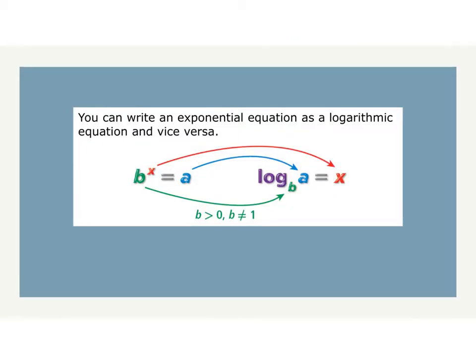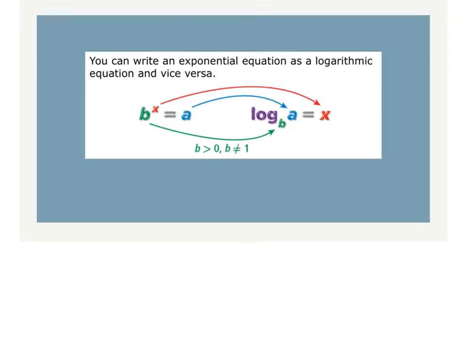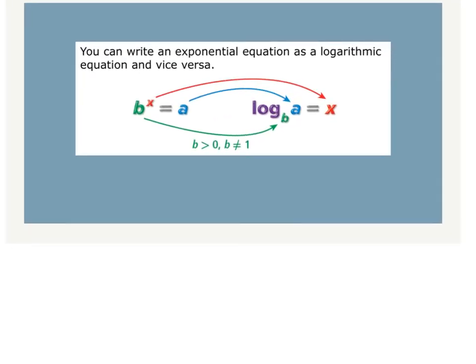And we can change something that's in exponential form and put it into log form, and we can do the same thing vice versa. We can change it from log form and put it into exponential form. So one way we can think about this when moving it is we have the base, which is this b, raised to the exponent, and is equal to the answer.